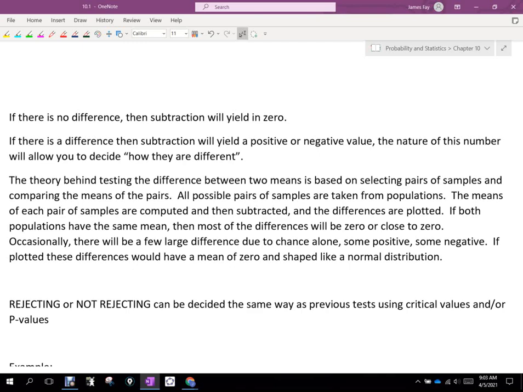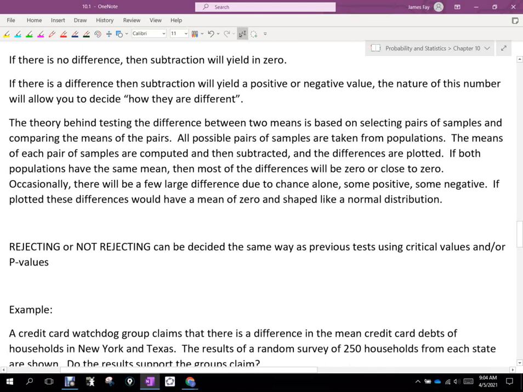So the theory behind testing the difference between two means is based on selecting pairs of samples and comparing the means of the pairs. All possible pairs of samples are taken from the populations. The means of each pair of samples are computed and then subtracted, and the differences are plotted. So if both populations have the same mean, then most of the differences will be 0. Does that make sense?